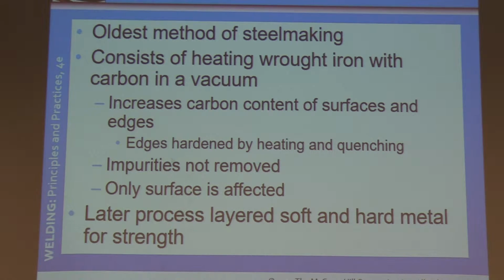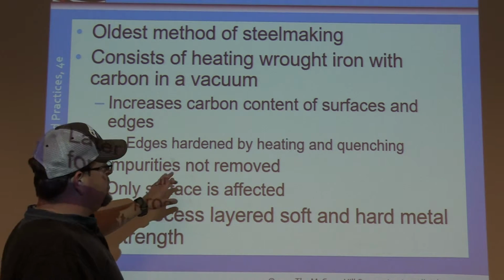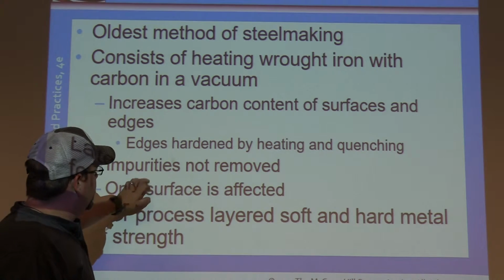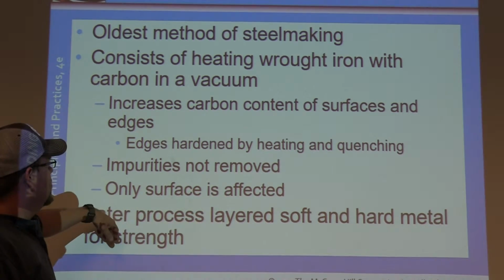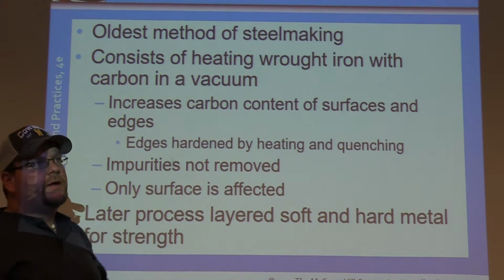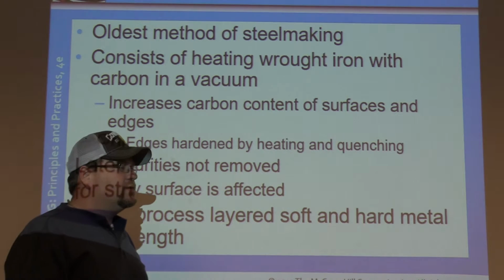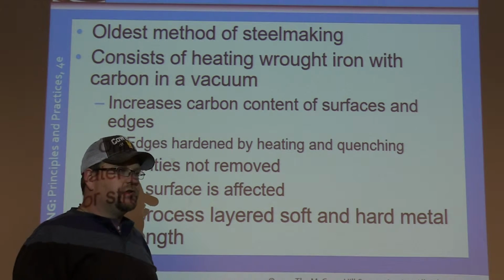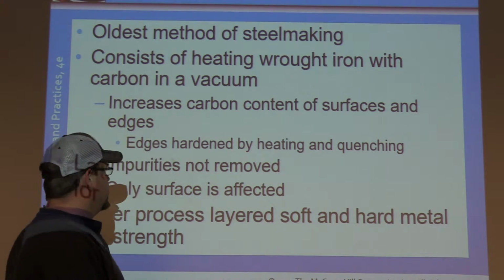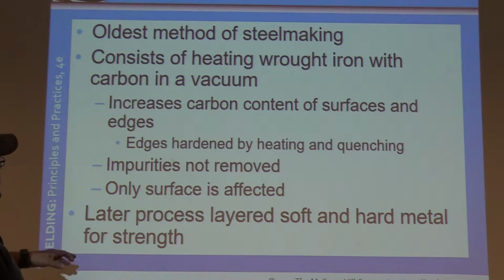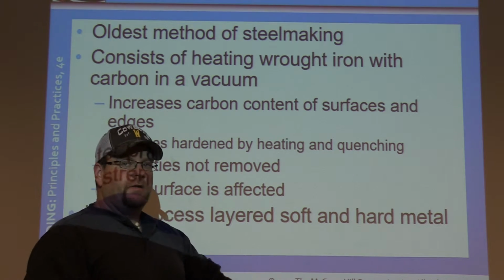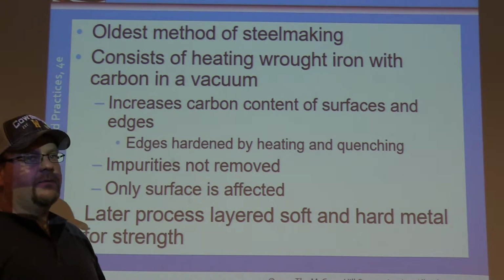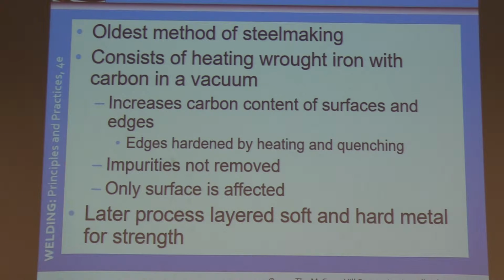Okay? However, the impurities in the center weren't melted 100%. The impurities in the center were not removed, and only the surface is affected. To a certain extent, we can always break that down a lot more in depth metallurgically, because it is usually above the lower transformation range when that happens. Okay? And we'll talk about that later on. Iron carbon phase diagram, items such as that.